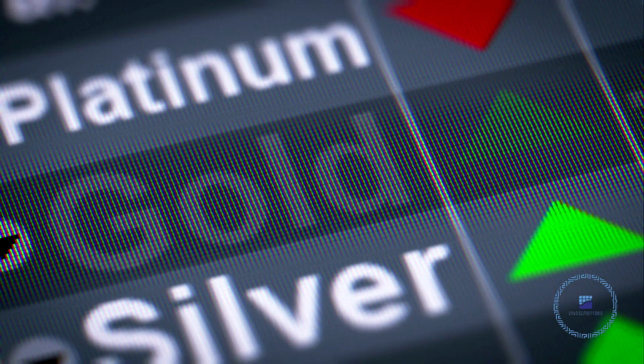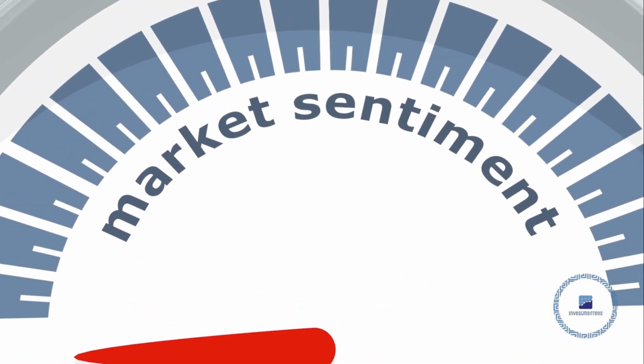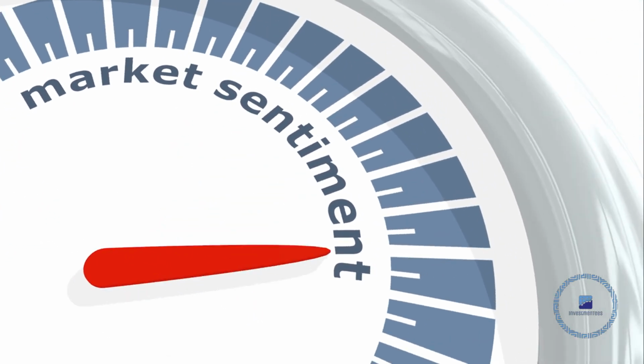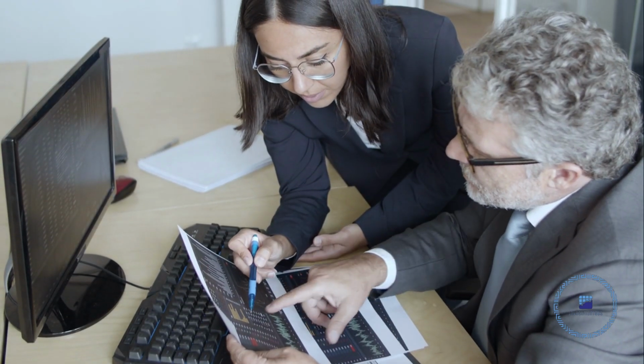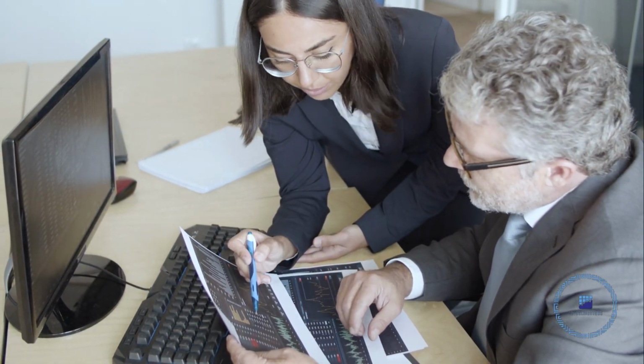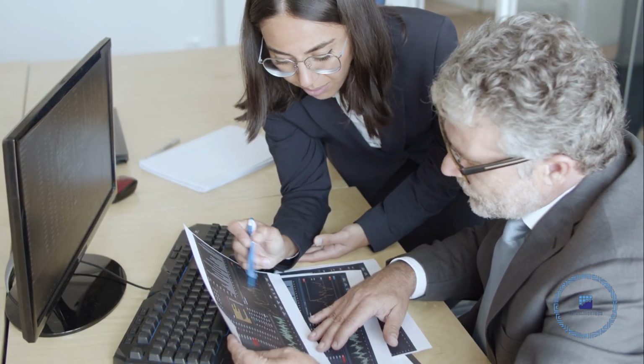Conclusion: the gold-to-silver ratio is more than a historical curiosity. It is a powerful framework for understanding relative value, market sentiment, and asymmetric opportunity in precious metals trading. By focusing on relationships rather than isolated prices, traders can position themselves where the odds are more favorable and the potential rewards justify the risks.